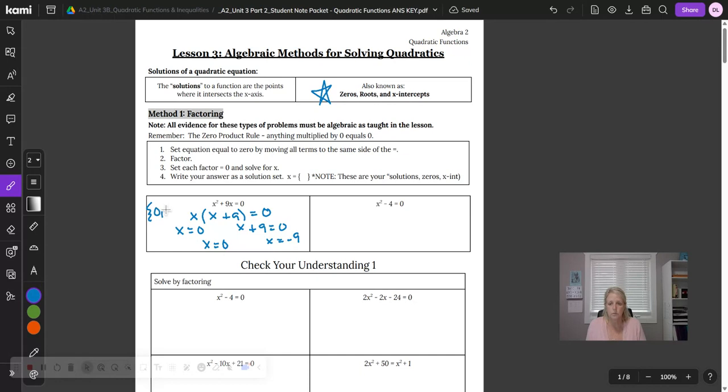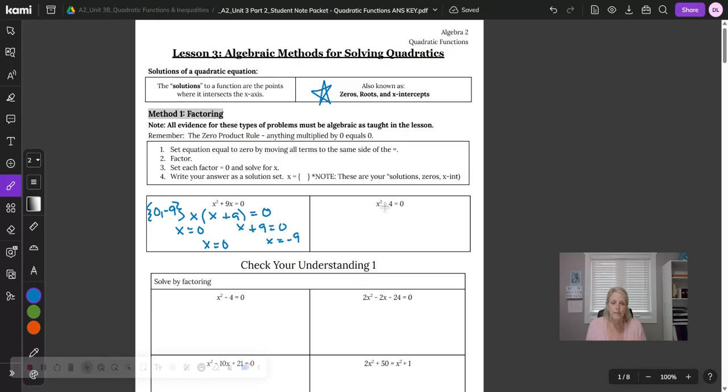You could say x equals, just remember these are your x values. Okay, so this is where your graph is going to cross the x-axis, which means x would be 0, y would be 0, and x would be negative 9, y would be 0.